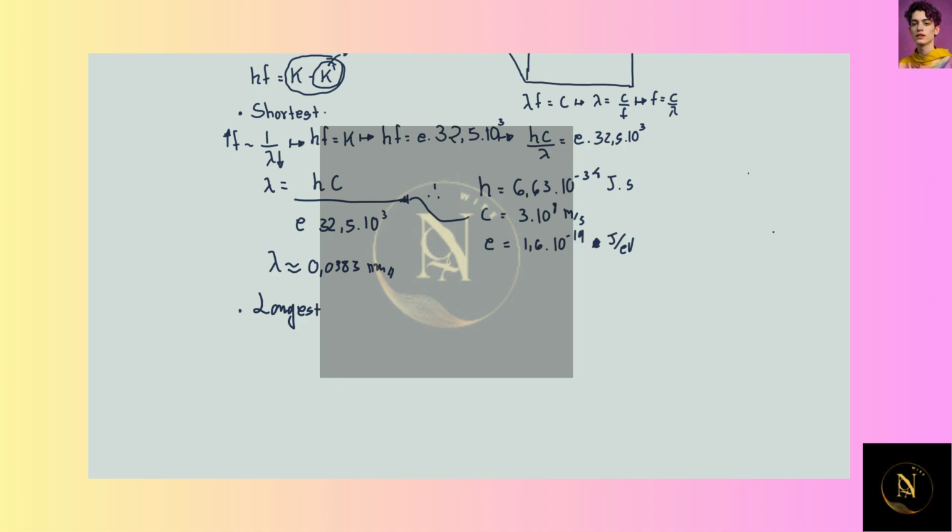Then, for the next item, we have to calculate what is the longest X-ray wavelength that is emitted. Note that k minus k prime can even be equal to 0, which would make the frequency equal to 0. A zero frequency means a very large wavelength, but we want the largest possible X-ray wavelength, and this is of the order of 1 nanometer. So this is the answer.